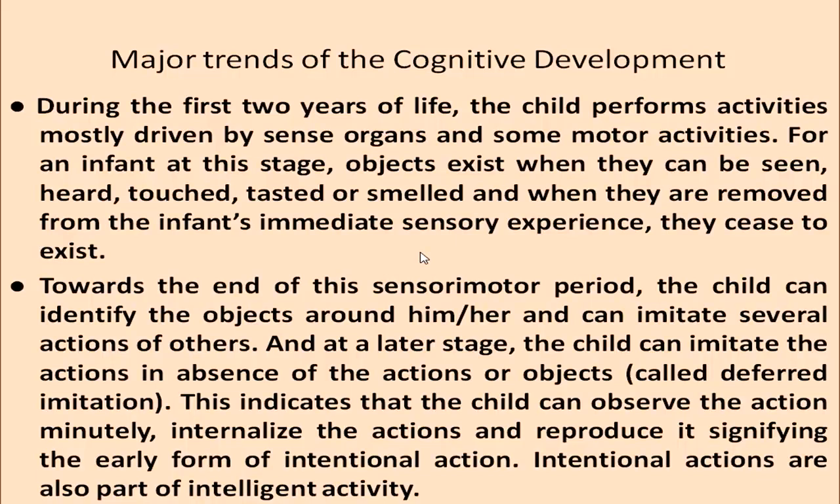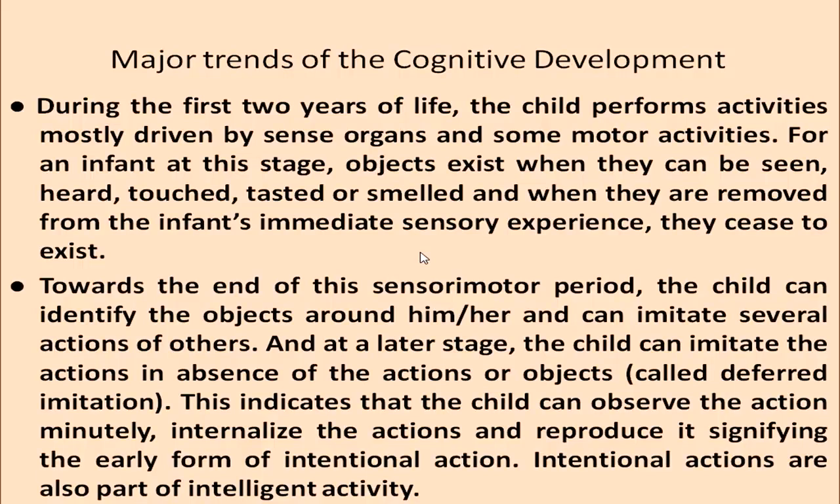And at a later stage, the child can imitate the actions even in the absence of those things or objects, which is called deferred imitation. So, imitation would be if somebody is waving a hand towards the child and the child also imitates a similar kind of behavior. Whereas deferred imitation would be if we ask a child what is the sound of a train, and the child makes that particular sound.